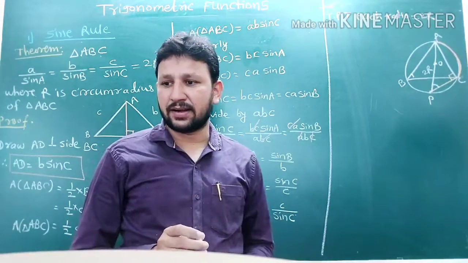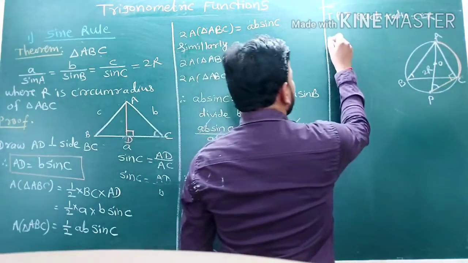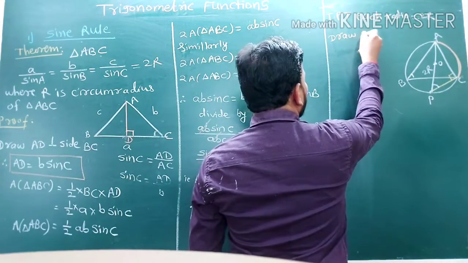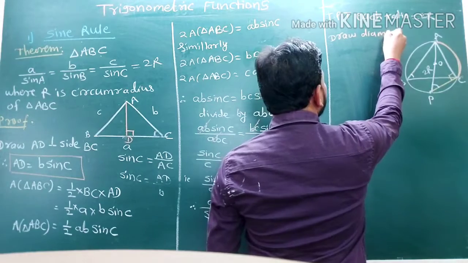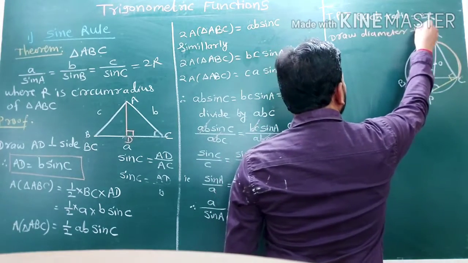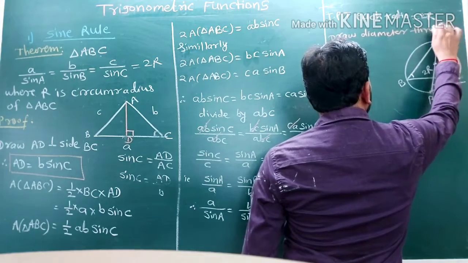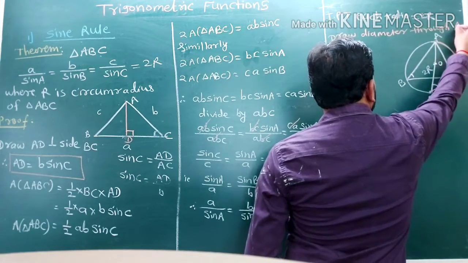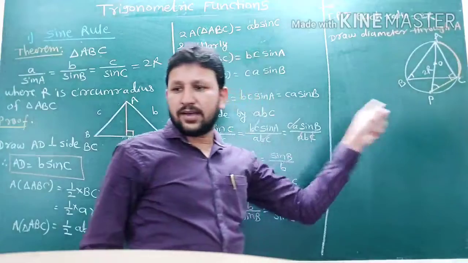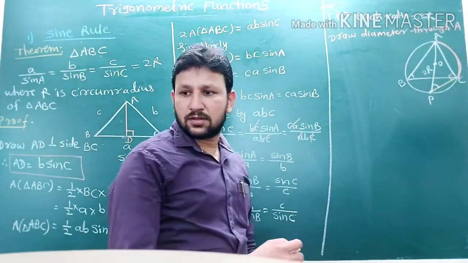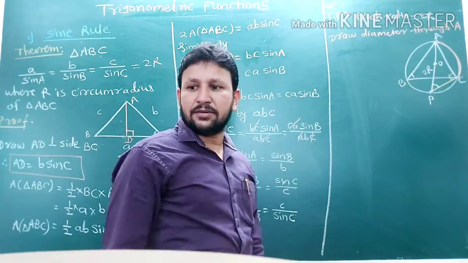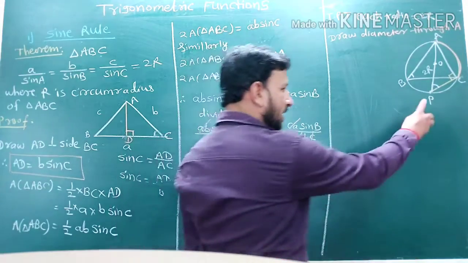The construction part I write here: draw the diameter through A, vertex A. Let it meet the circle at point P.